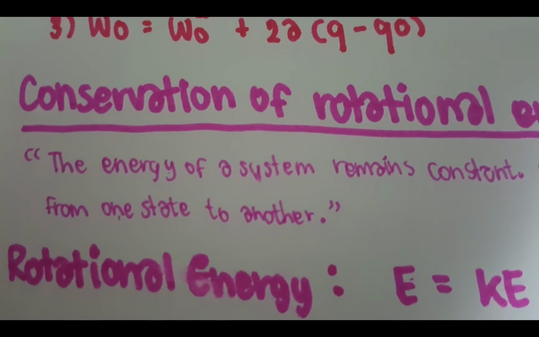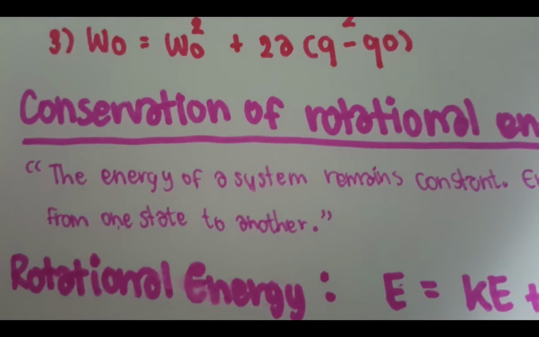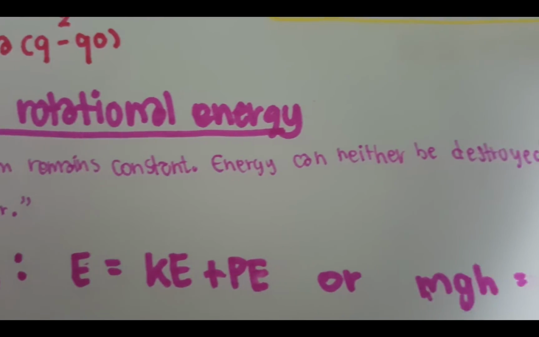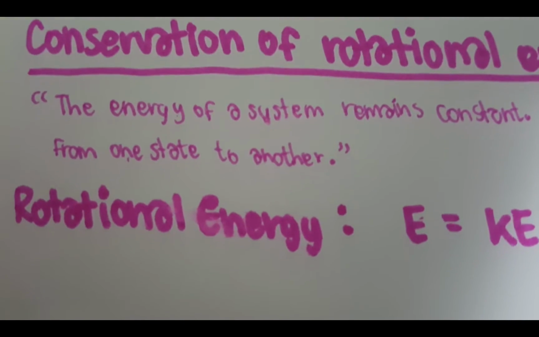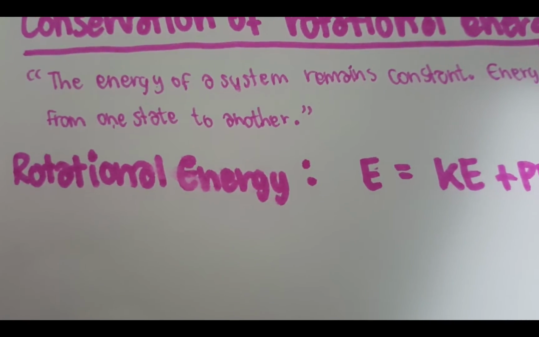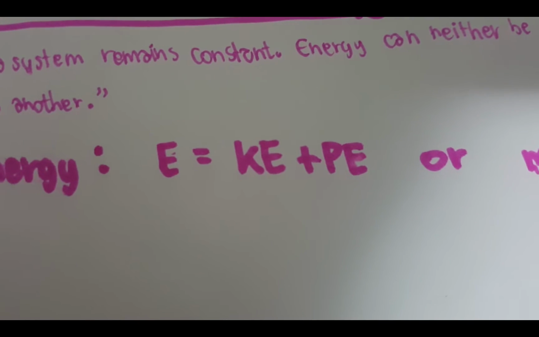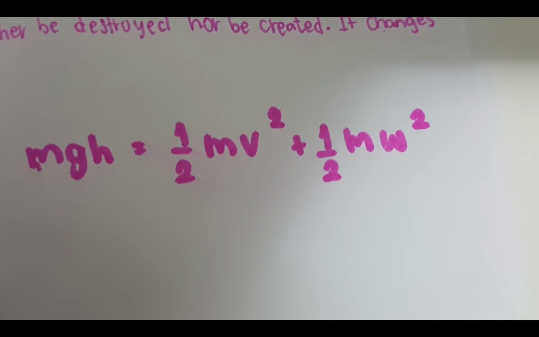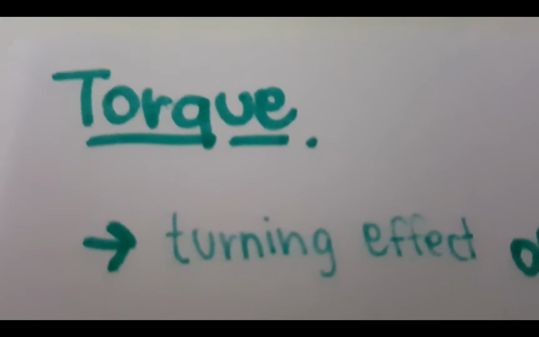Next is the conservation of rotational energy. The law of conservation of rotational energy states that the energy of a system remains constant. Energy can neither be destroyed nor be created. It changes from one state to another. For rotational energy, energy equals kinetic energy plus potential energy, or mgh equals 1 over 2 mv squared plus 1 over 2 Iω squared. The unit of rotational kinetic energy is joules in the SI system.